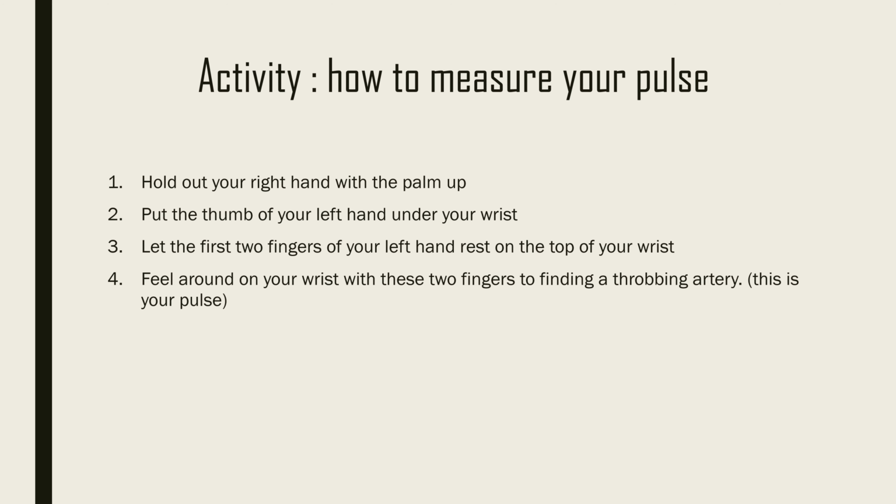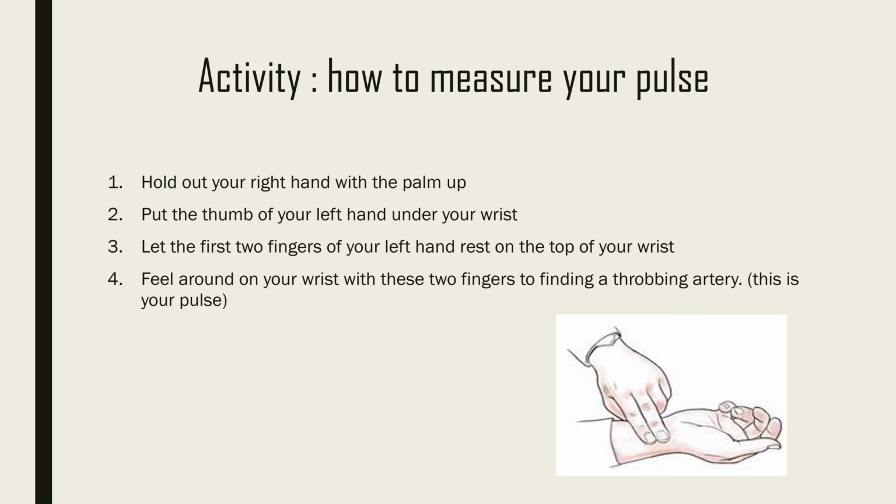What you could do to make this topic more interesting is to measure your pulse. So first, hold out your right hand with the palm up. Put the thumb of your left hand under your wrist. Let the first two fingers of your left hand rest on top of the wrist. Feel around your wrist with these two fingers to find a throbbing artery. This is your pulse.